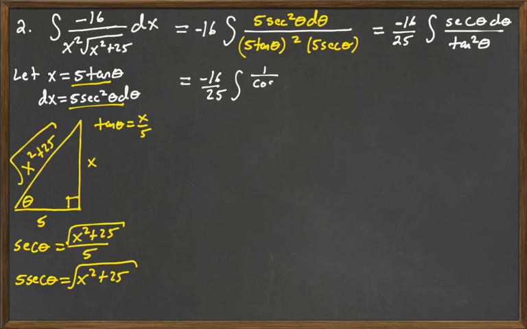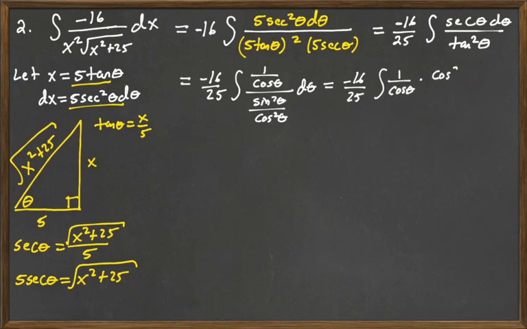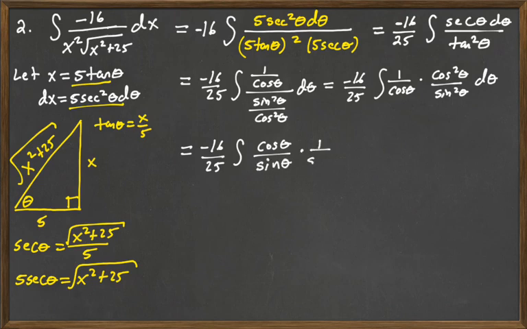Integral of secant is 1 over cosine theta. Tangent squared is sine squared of theta over the cosine squared of theta, d theta, which is negative 16 over 25. Integral of 1 over cosine times the cosine squared theta over the sine squared theta, d theta. So negative 16 over 25. Okay. We have cosine over sine times 1 over sine. Okay, so I absorbed one of the cosines. Now I'm writing it this way so that I have 16 over 25 integral of negative cotangent theta cosecant theta.